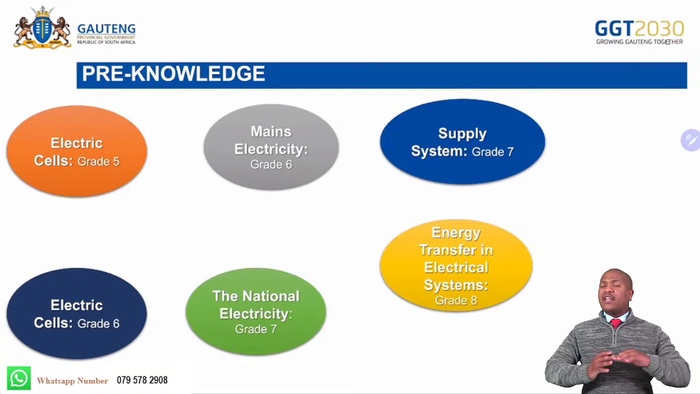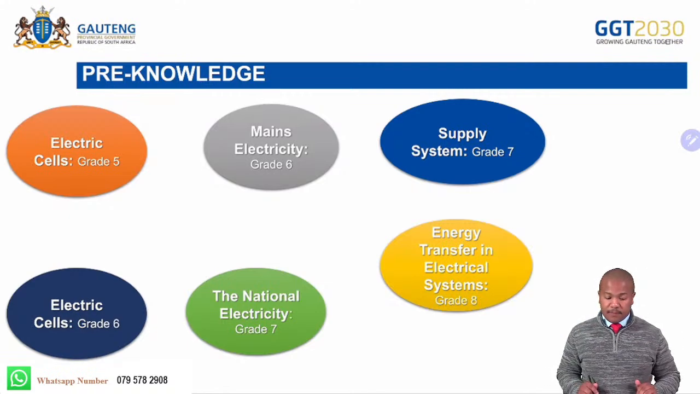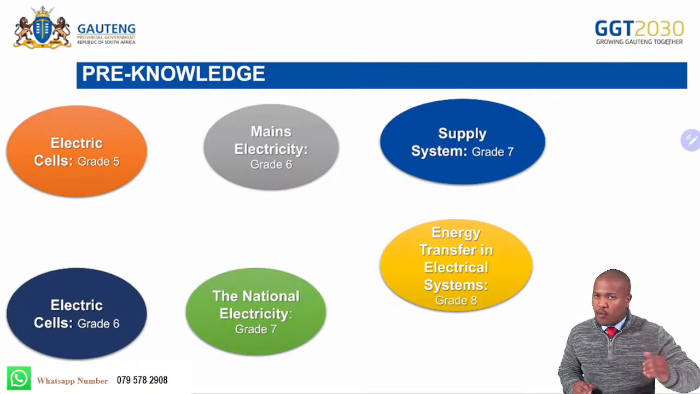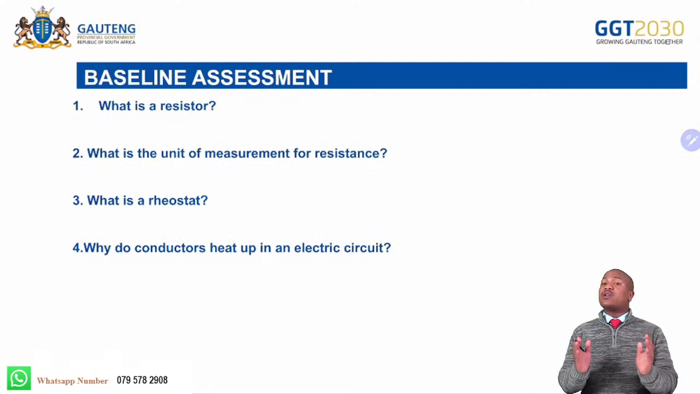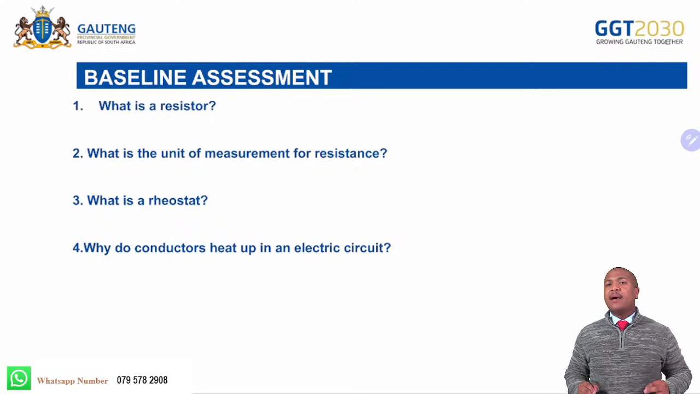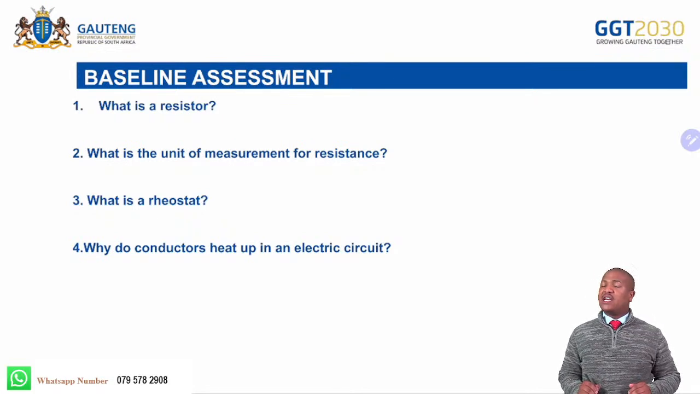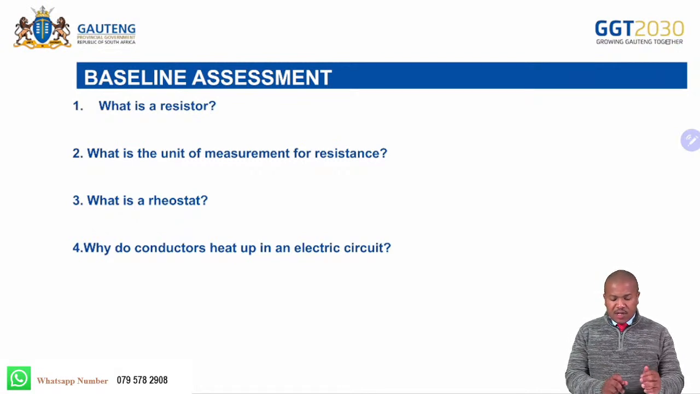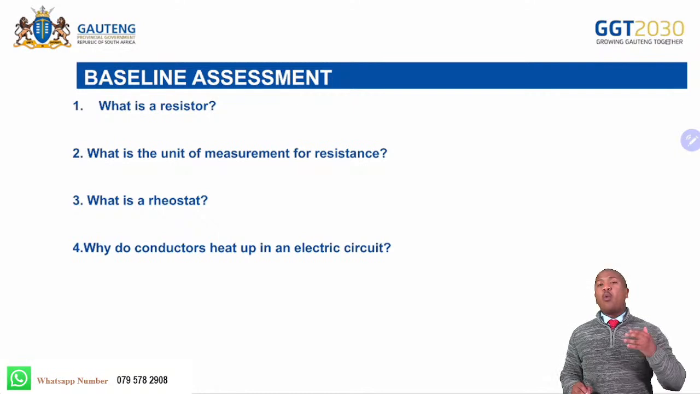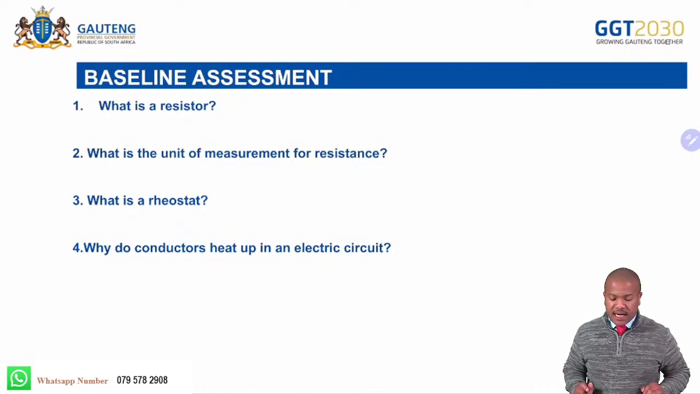Now, after having this knowledge, in terms of what we need to achieve by the end of the lesson, and also what we know so far, I want us to test ourselves using this baseline activity. Number one is asking you what is a resistor. You need to tell us what a resistor is because we have done it in grade 8, right? Number 2 says, what is the unit of measurement for resistance? You need to tell us the unit of measurement for resistance.